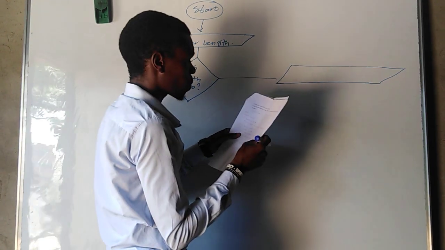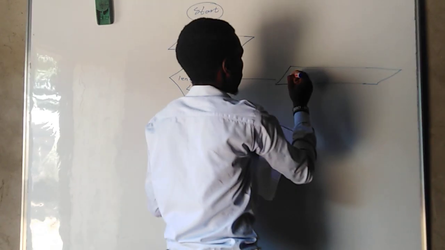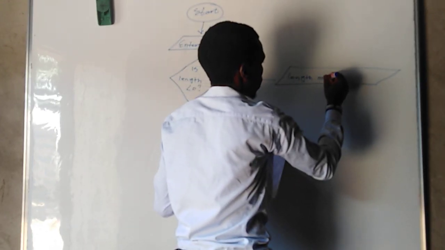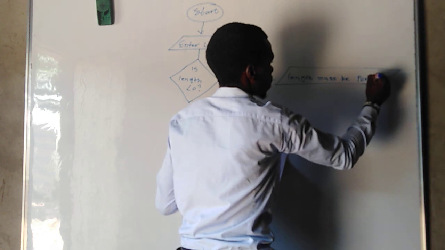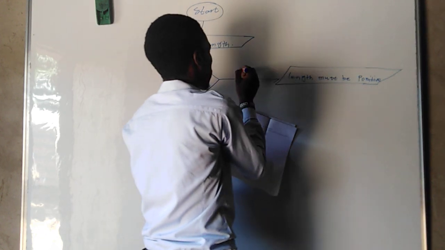Then I'll put what in. Then it displays "length must be positive", like this. Then here I'll say yes.